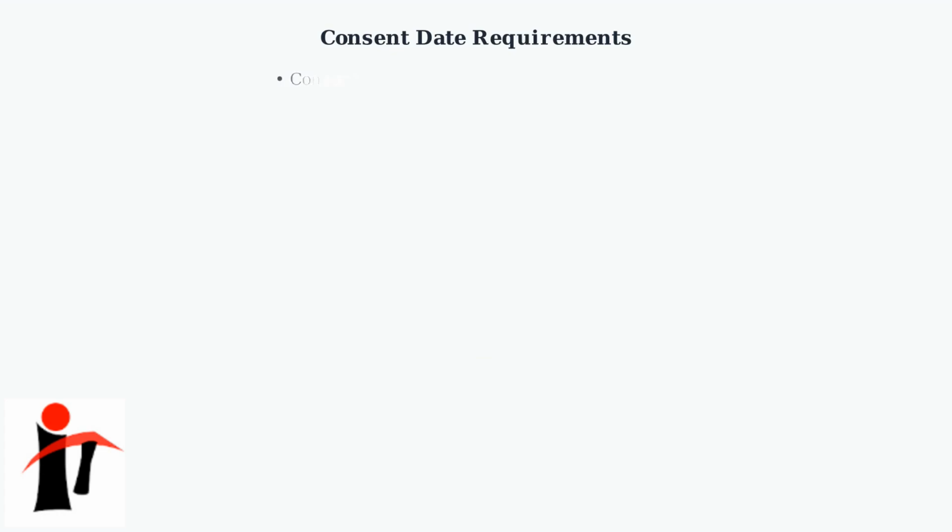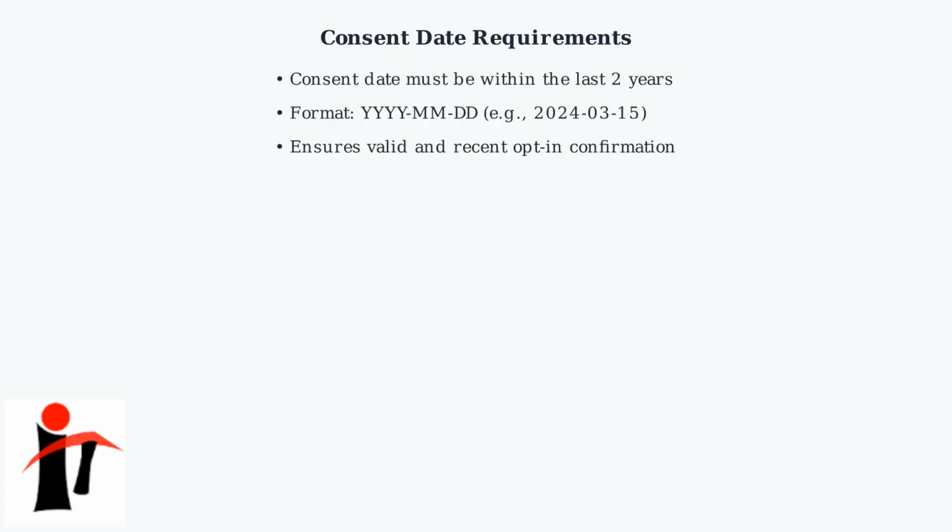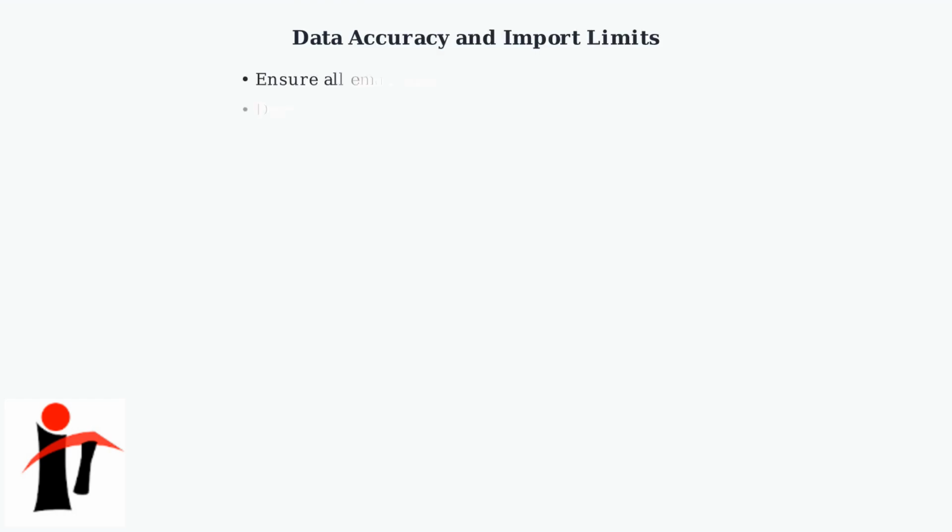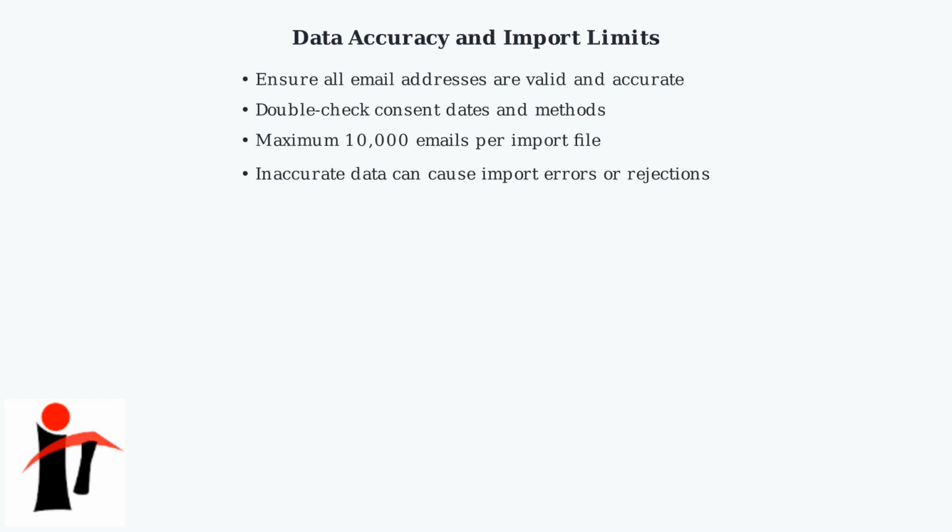The consent date must be within the last 2 years to be considered valid by Substack. Use the YYYY-MM-DD format, such as 2024-03-15, to confirm the subscriber's recent agreement. To avoid import errors, ensure all data in your CSV is accurate. Verify email addresses, confirm consent details, and remember Substack limits each import to a maximum of 10,000 emails.